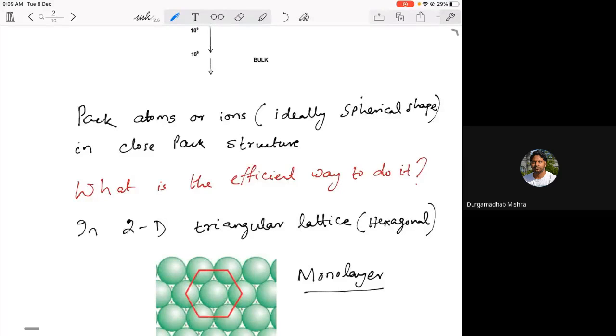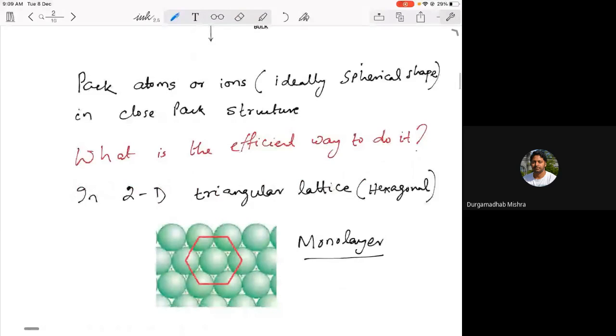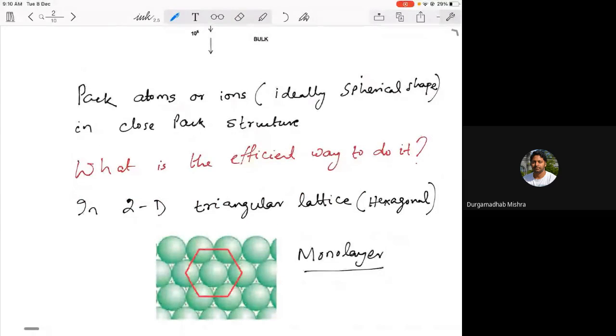So then when we say we are packing these atoms in a closed packed structure, what is the efficient way to do it? What is the best possible way you can do it? What we want is a closed packed structure, right? If we say we have a 2D system, then the close packing is achieved in a triangular lattice. This is like a hexagonal lattice, what you see here.